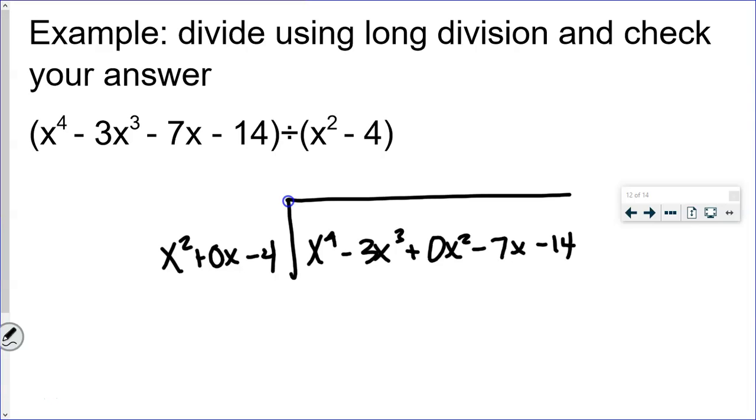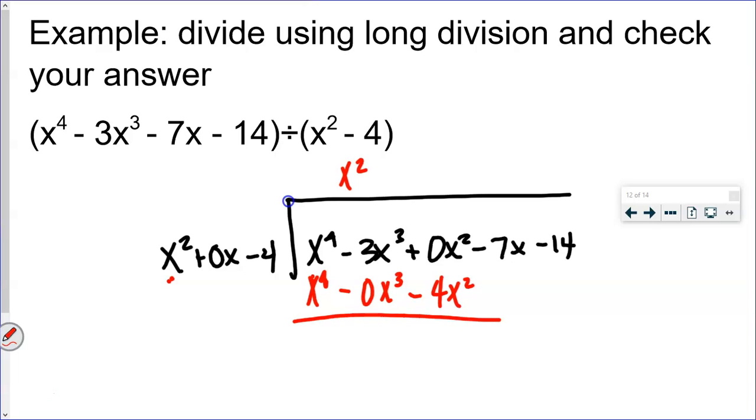So my first question is, what do I have to multiply by x squared to get x to the fourth? That would be x squared, right, y'all? So we're going to multiply all the terms. x squared times x squared is x to the fourth. x squared times 0 is just going to be 0, x to the third, right? And then we've got x squared times negative 4, so this is negative 4x squared, okay?